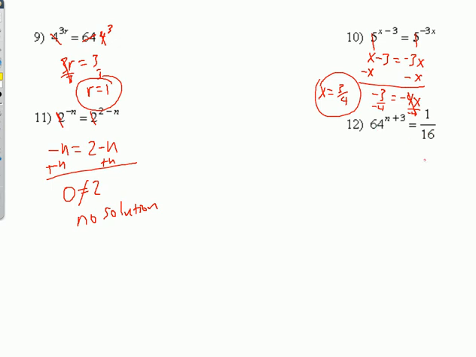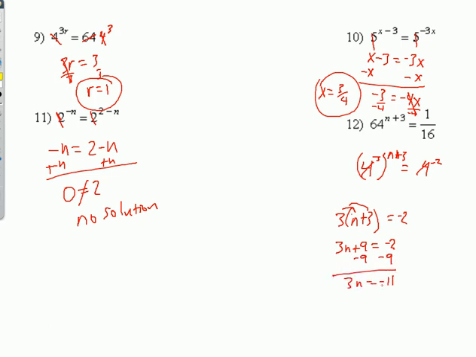64 and 1/16. Well, 1/16 is the same as 4 to the negative 2, and 64 I just saw a minute ago was 4 to the third, plus I still have the n plus 3 out there. Whoops, my handwriting is really bad here. Alright, so I've got canceling out my 4's, and I've got 3 times n plus 3 equals negative 2. I do a little distributive property. I get 3n plus 9 equals negative 2. I subtract my 9. I get 3n equals negative 11.